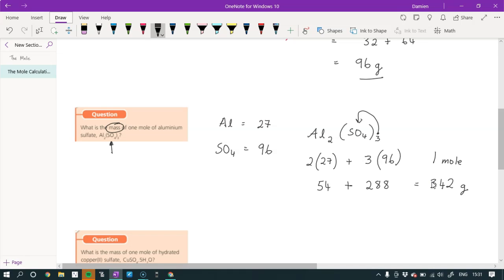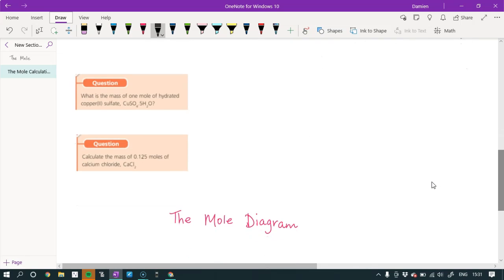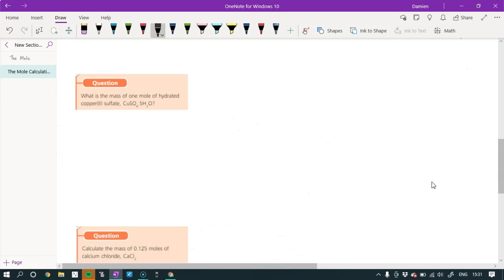And from that you can find 2 moles or 3 moles or 10 moles, or you can find 0.1 moles. Let's move on to the next question. What is the mass of 1 mole of hydrated copper sulfate? So you can see the chemicals themselves are getting a little bit longer. So we've got CuSO4 dot 5H2O. So I'll just change that.